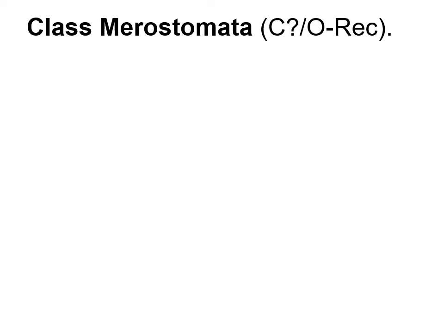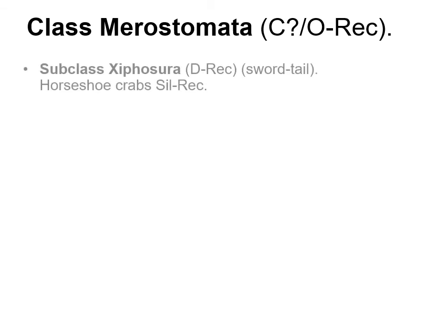All right, class Merostomata. Again, possibly Cambrian, definitely Ordovician onward. Subclass Xiphosaura. Xiphosaurians are really, really important. They've been around since the Devonian to today. The name Xiphosaura means sword tail.